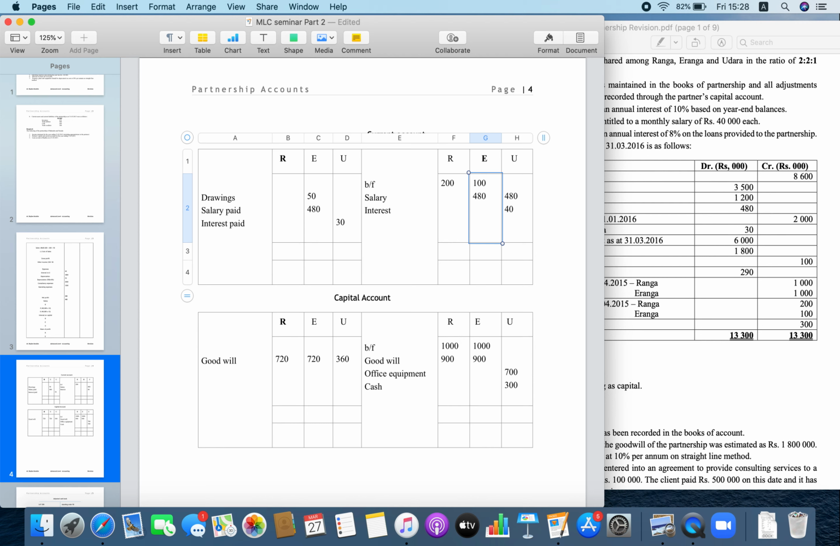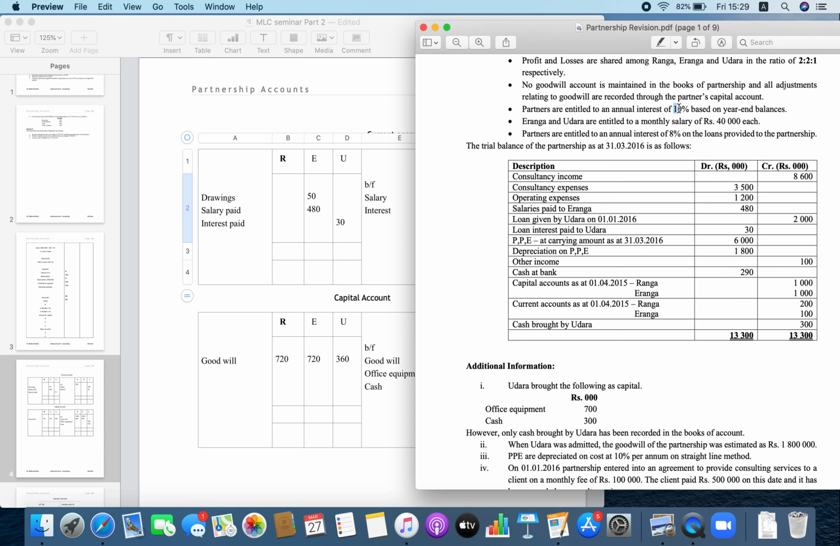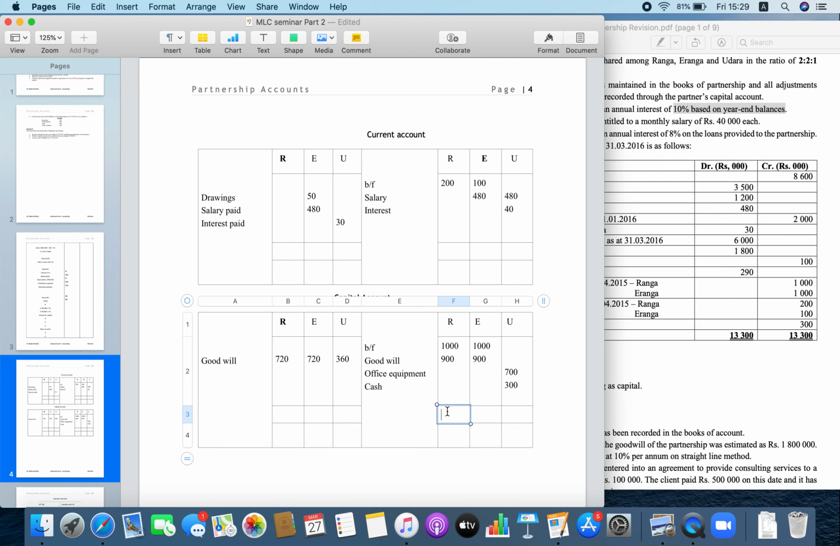Right, now guys, since I have marked now all the transactions, step number one, please close the capital account, because again we have not done this 10% based on year end balances, right? So total this up, so you will get 1900, 1900, and here you will get 1000. It's 1900 over here, 1900 over here, and 1000, right?